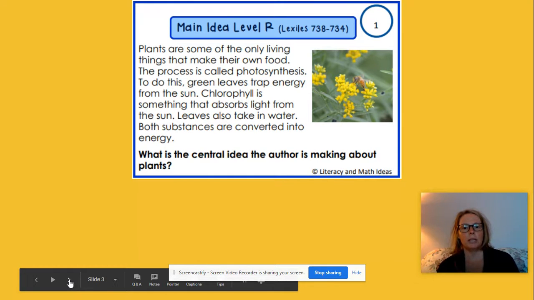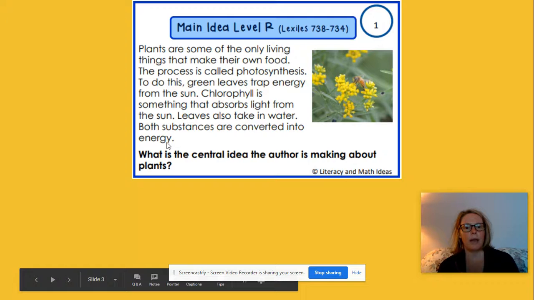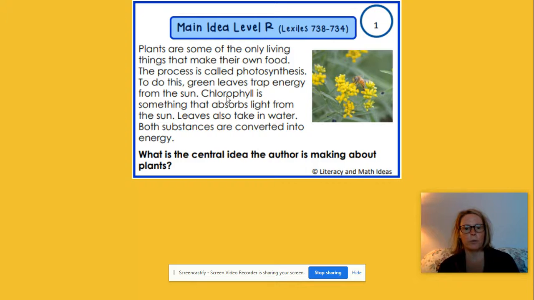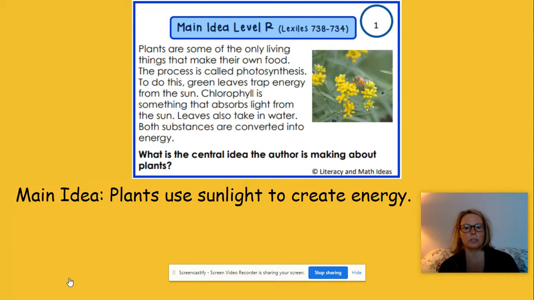So I've got the same passage again. And when I look through the text in the passage, one word that jumps out at me is right at the end, and it's the word energy. And I know with photosynthesis, plants making their own food, and the word energy, I know that plants get their energy from food, as do we. So I decided a good main idea would be plants use sunlight to create energy, because we definitely know they need that sunlight in order to create that energy, which is their food, so that they can grow.